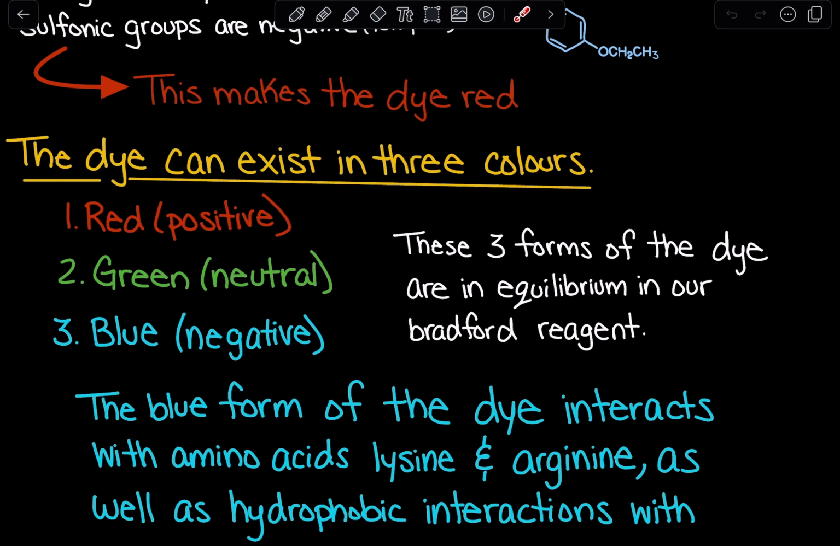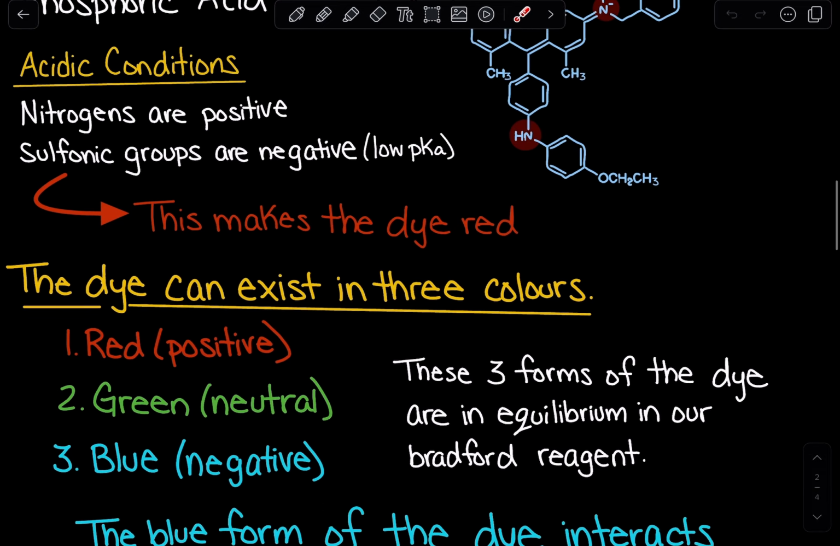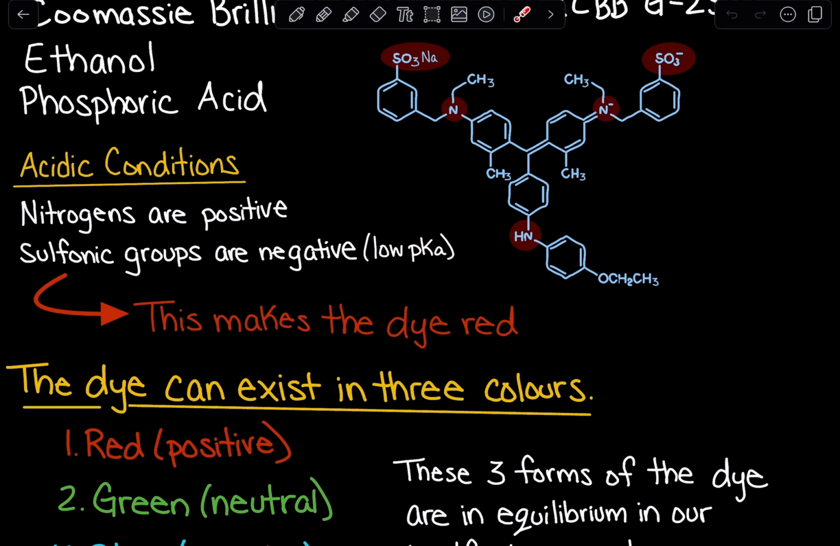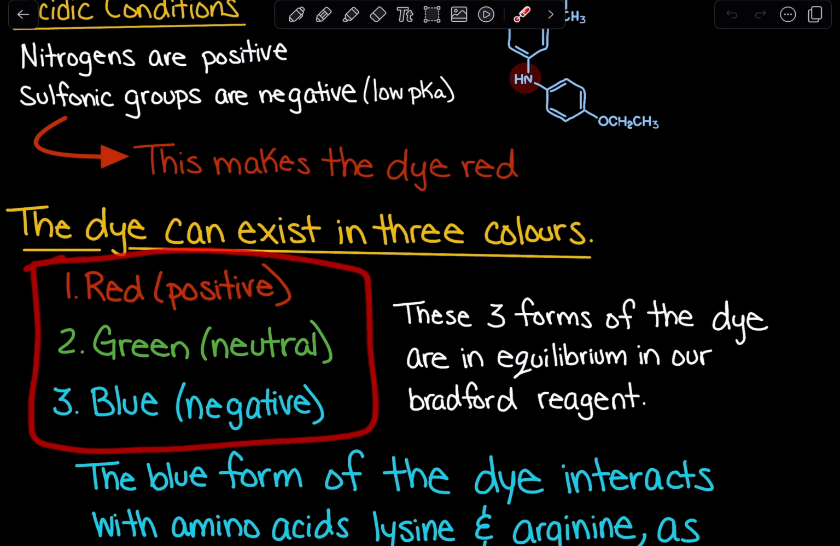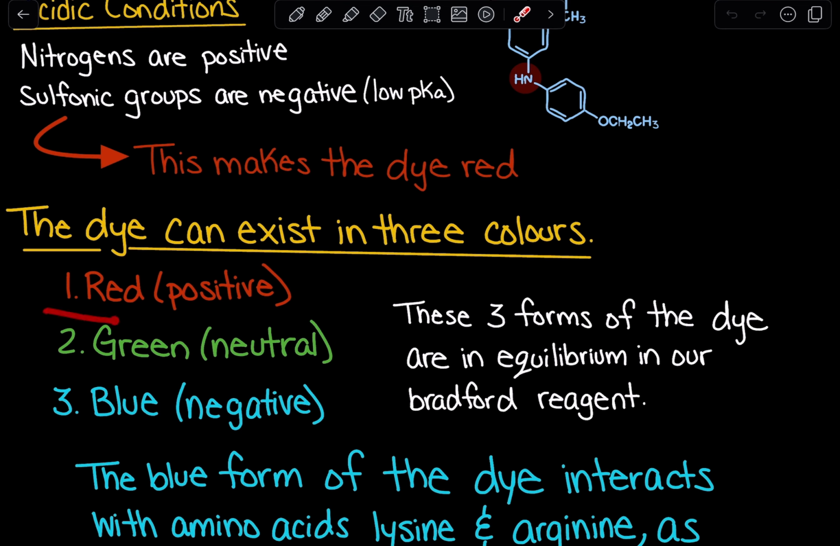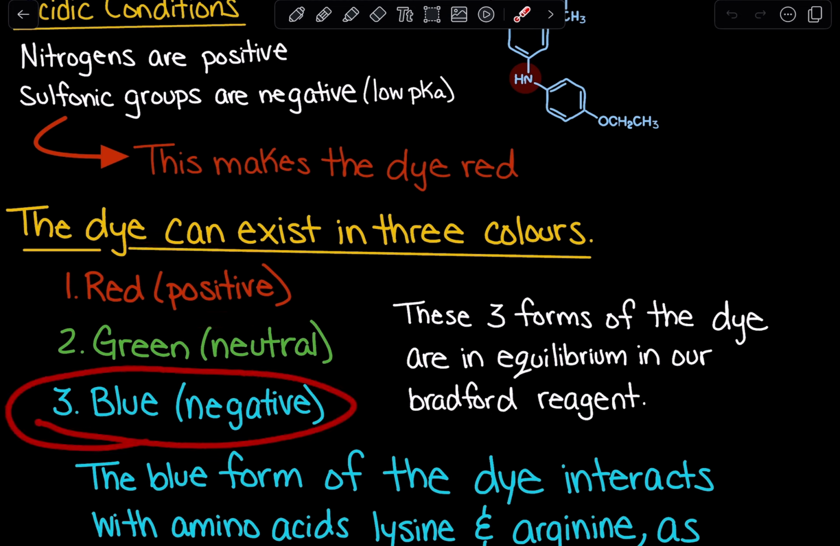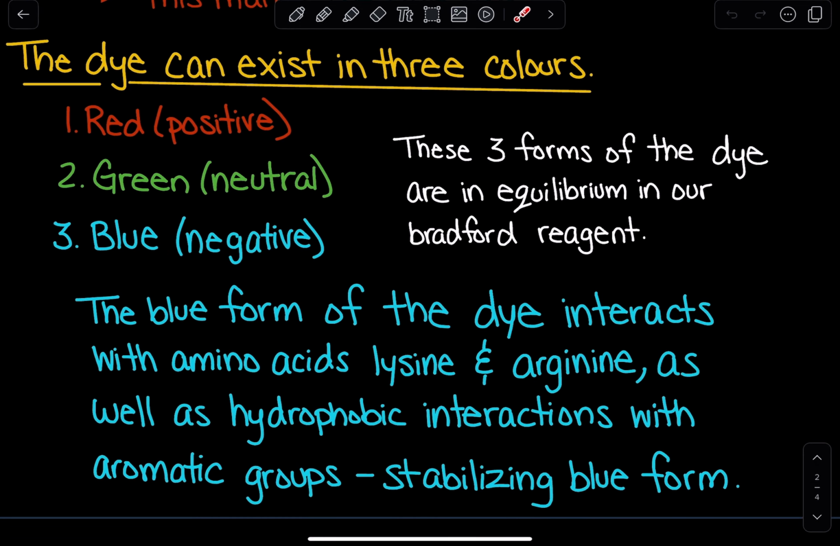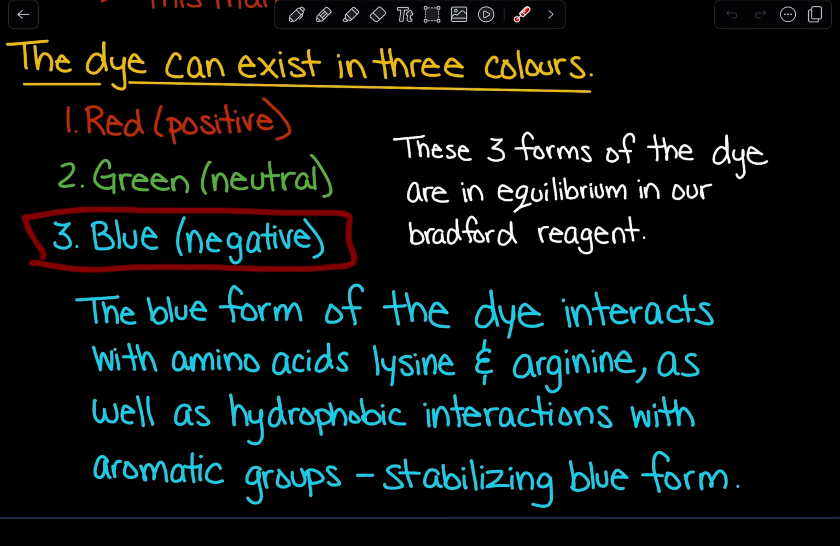So what's really important to understand is that these three forms of the dye exist in equilibrium in our Bradford reagent, even at low pH values. So these three exist in equilibrium. Now, of course, we are going to have more of this red form in acidic conditions, and we're going to have a small amount of the blue form, but they all exist in equilibrium. Now, what's important to understand is that the blue form has this negative charge, and what happens is that the blue form is what's going to go interact with our protein of interest.